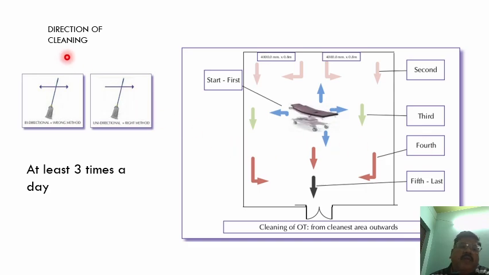Then, how should be the direction of cleaning? Direction of cleaning should be unidirectional. We should not use bidirectional. And here in this photograph, cleaning of the OT is shown from the cleanest area outwards. So we have to start with the cleanest area surrounding the OT table. This is the first, start first near the OT table. Then this is the second, and this is the third, then fourth, and it should be taken outside. That is the fifth one. So start with the cleaner areas and then go to the outer area.